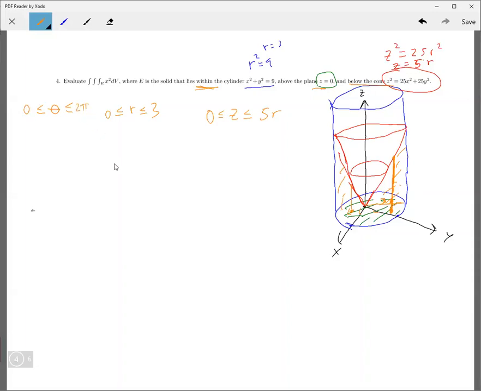Typically it's 0 to 2 pi. Sometimes, if they say stuff like, oh, it's just the first octant, then that's a clue that it's not 0 to 2 pi. It's maybe 0 to pi over 2 or something. But we'll get to some of those later. So great, now we can set the integral up.